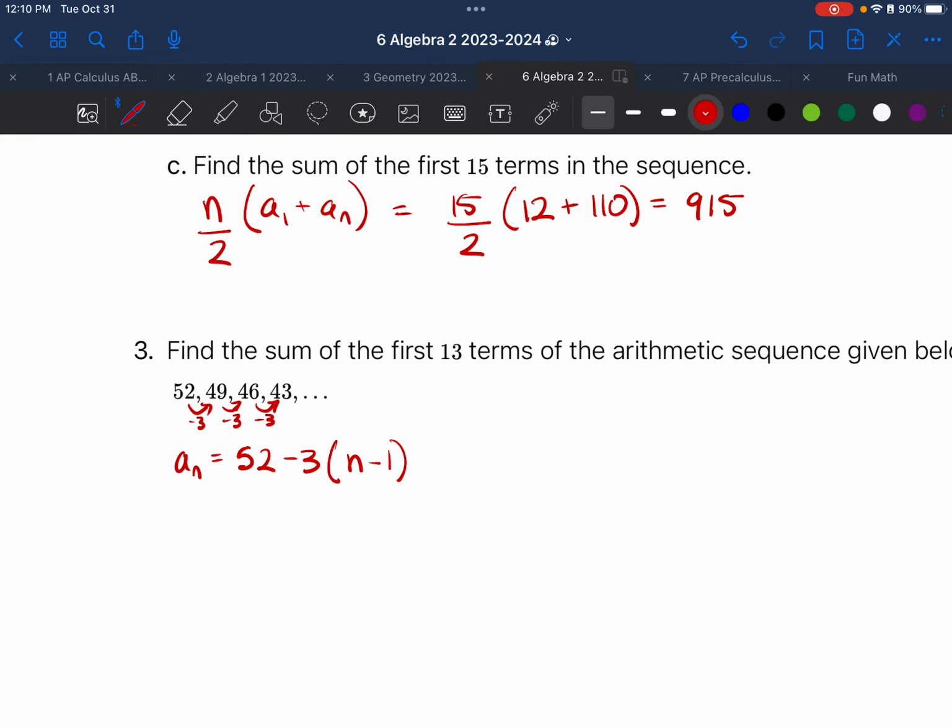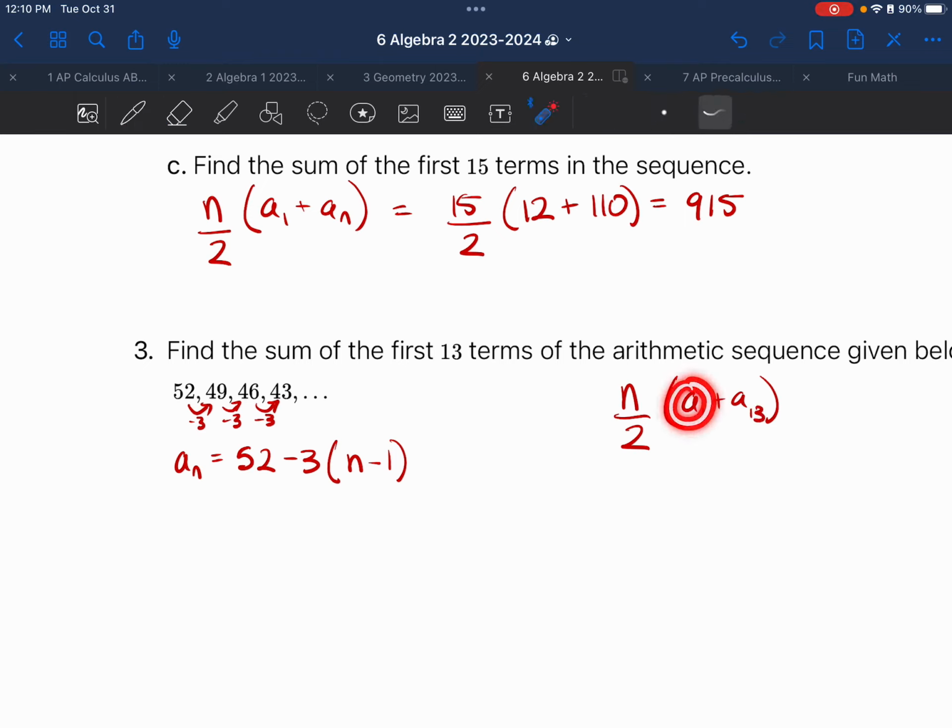And I want to find the last term, because essentially at the very end of this, I want to plug into this formula: n divided by 2, the number of pairs, times the sum of the ends. The sum is a1 plus a sub n. In this case, a sub n is 13 because it's the first 13 terms. So I'm going to come up here and change the n to a 13.